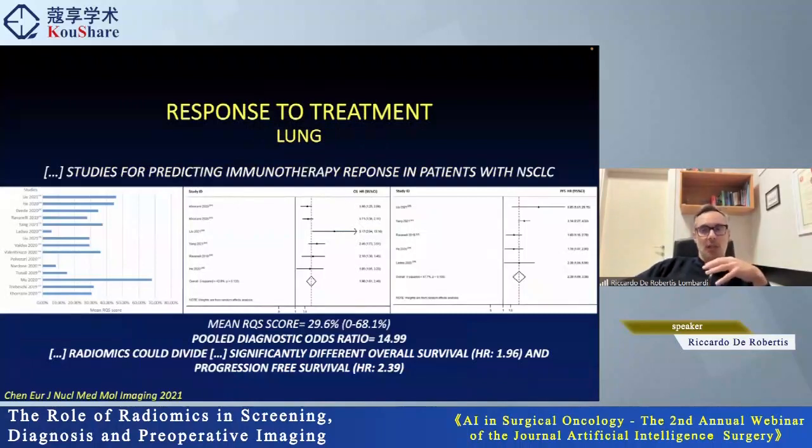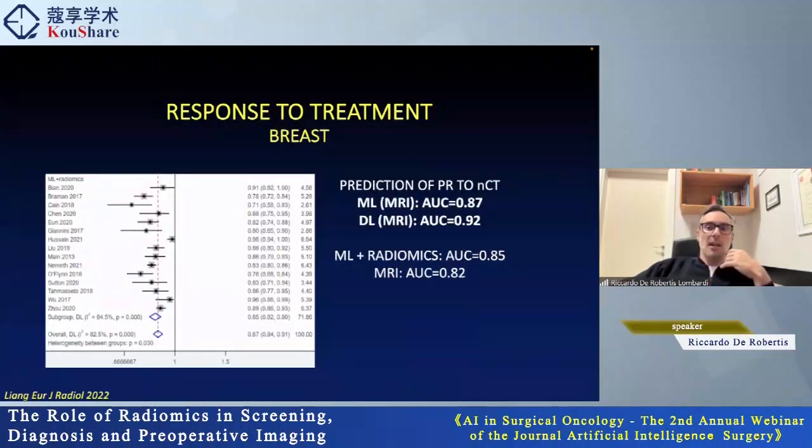Response to treatment is crucial in the area of precision medicine. We have several examples of the application of radiomics for the evaluation of response to treatment, but the results are highly variable. This meta-analysis reported that radiomics could predict the response to immunotherapy in patients with non-small cell lung carcinoma by dividing the patients according to their survival and progression-free survival. And this other meta-analysis reported that machine learning applied to magnetic resonance imaging, and in particular deep learning, enabled higher accuracy in predicting the pathological response to neoadjuvant therapy in patients with breast cancer compared to machine learning and radiomic features, and of course to conventional MR parameters.